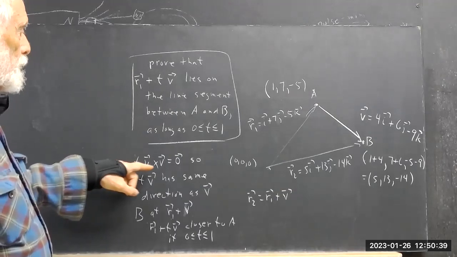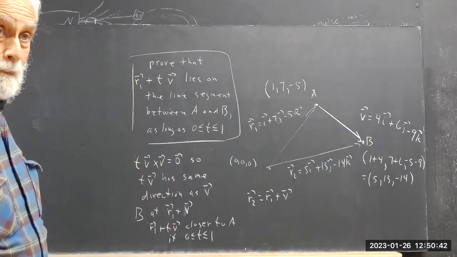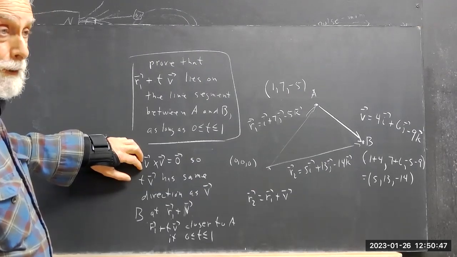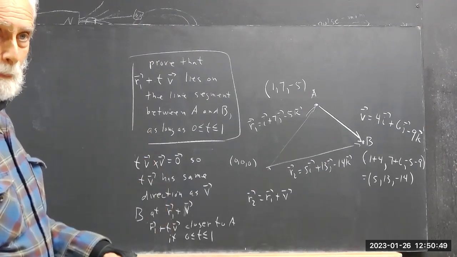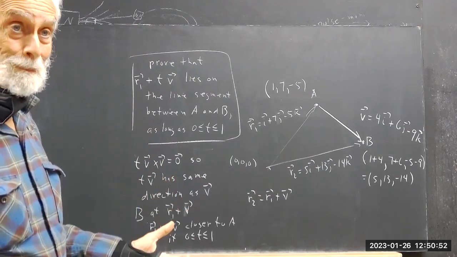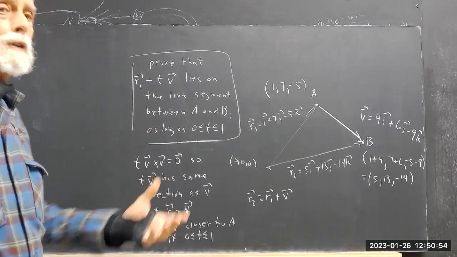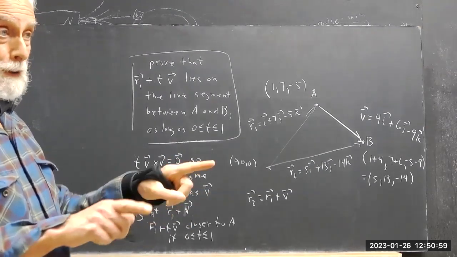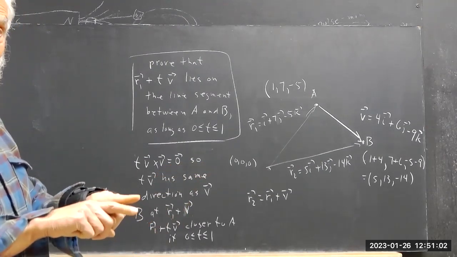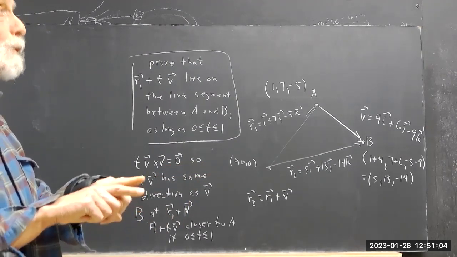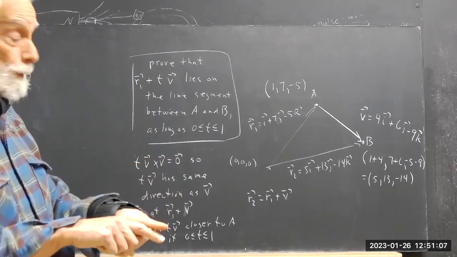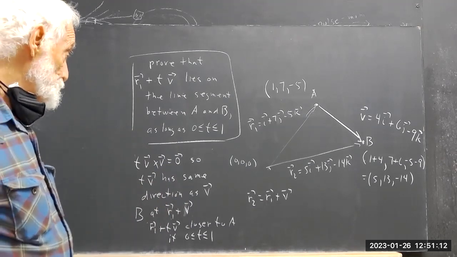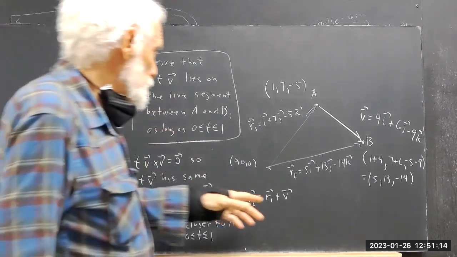But we can say that tV cross V has to be 0, because that's just t times V cross V, and the angle between V and V is 0. So the magnitude of V times the magnitude of V times sine theta is going to be 0. We should intuitively understand the cross product of parallel vectors is always zero, because they have the same direction, so theta is 0, so sine theta is 0. That makes the cross product 0. We can put this into context.